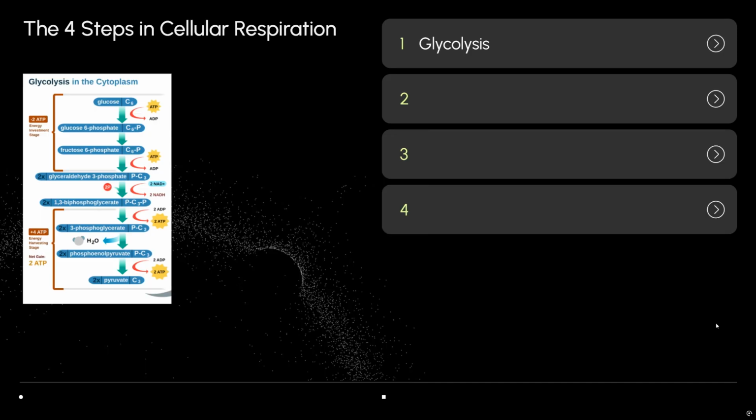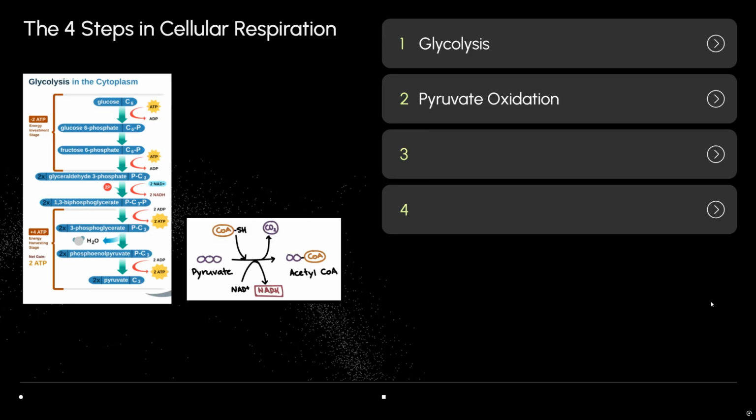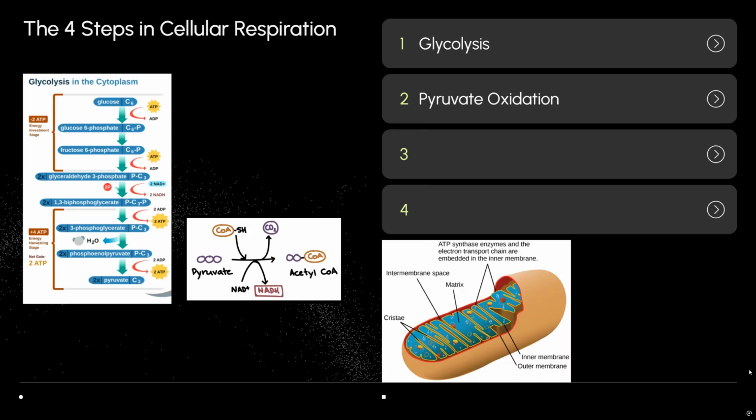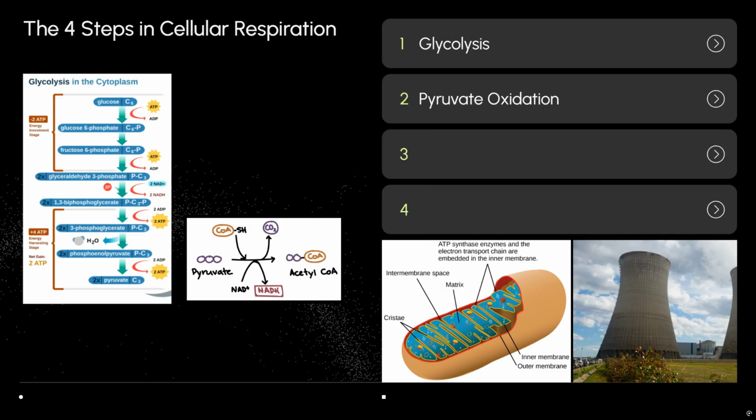The second step of cellular respiration is pyruvate oxidation. This results in the generation of carbon dioxide and 2 molecules of acetyl-CoA. This occurs in organelles that may be familiar to you, the mitochondria, you guessed it, the powerhouse of the cell.